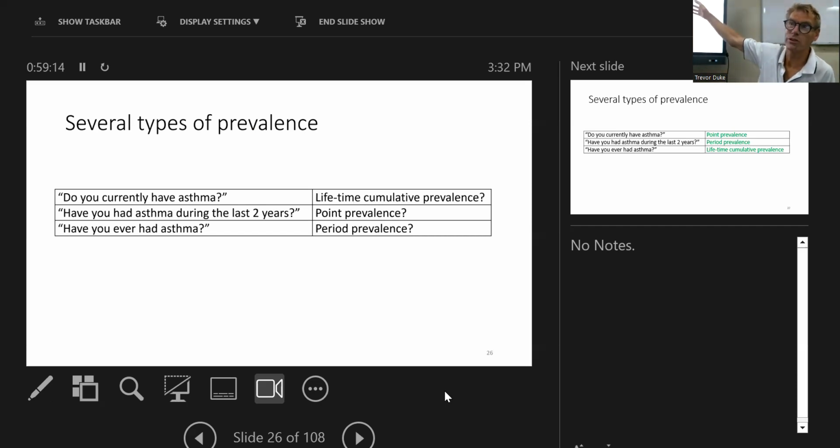Lifetime cumulative prevalence, isn't it? So if you had asthma when you were 6 and you're now 35, then you would say yes to that, but you wouldn't say yes to the other two. Yeah. So depending on how you ask the question, there are different sorts of prevalence, right? Does that make sense? Yeah.